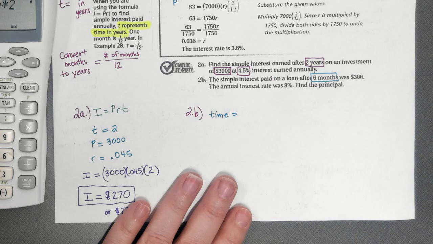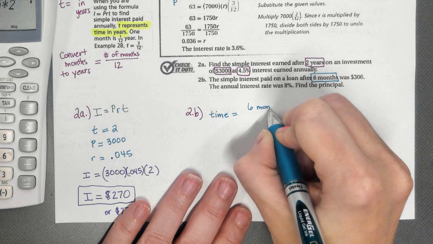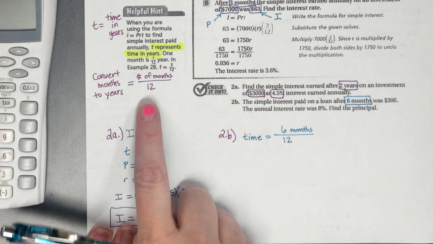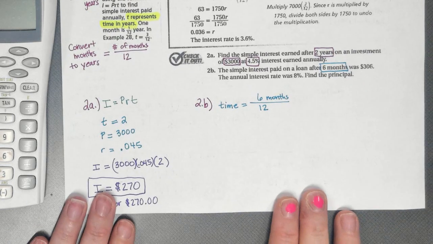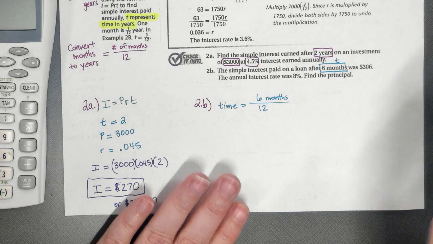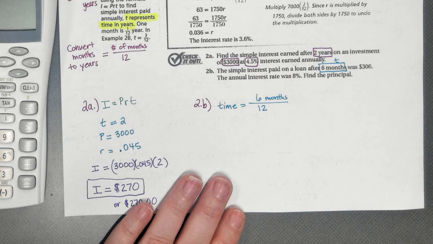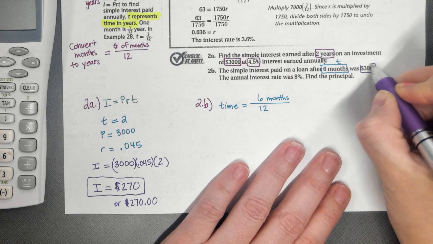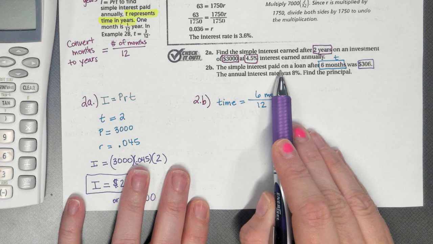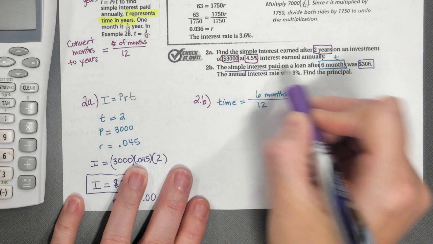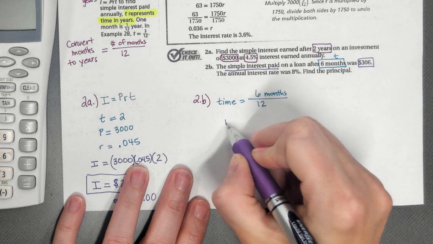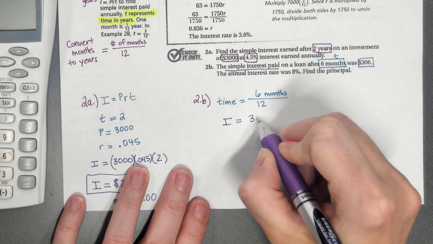So it has to be 6 months over 12. Anytime you're converting months to years, you have to do 6 over 12. Okay, that's what we're going to plug in. So this is part of your time. And then it says the interest paid was 306. So let's go back to this first part. It says the simple interest paid. So if the simple interest is 306, the simple interest is I. So that's going to be 306.